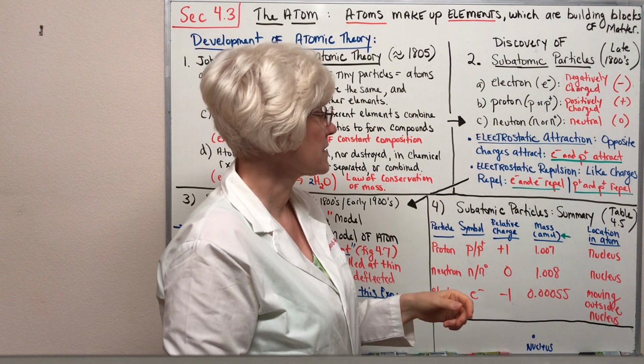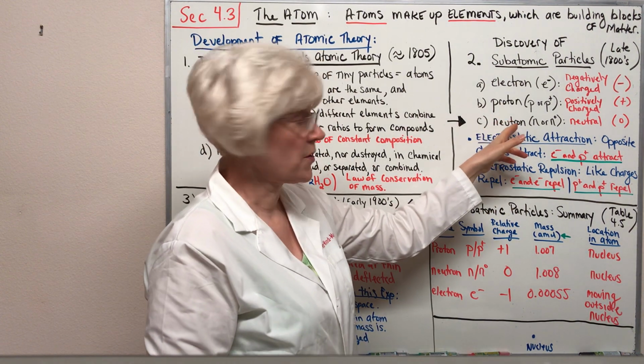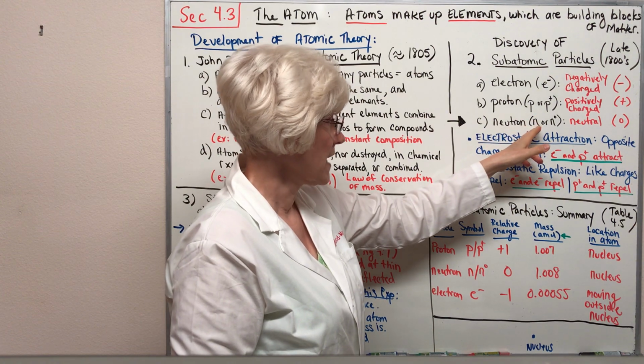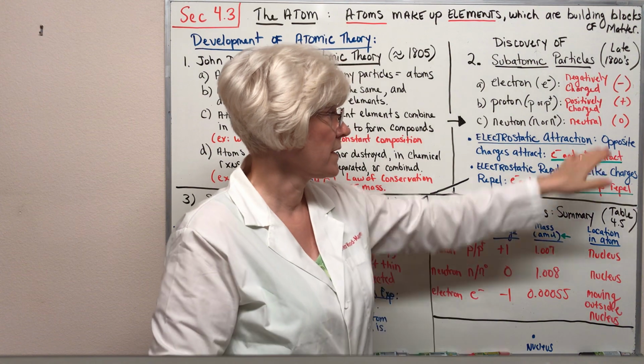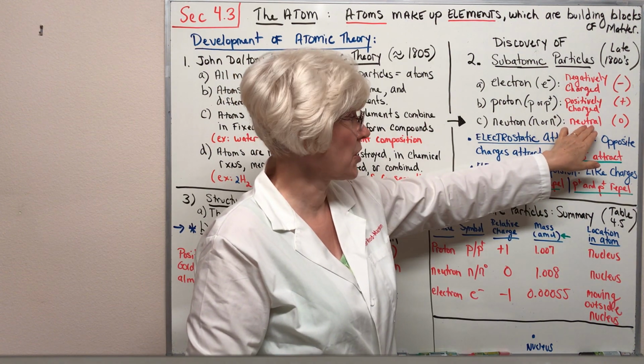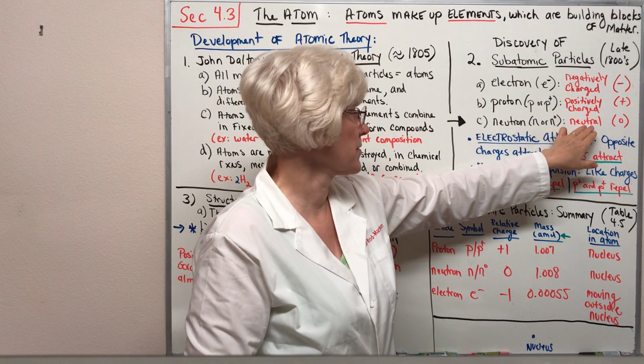The last particle to be discovered was the neutron, and it is symbolized with a lowercase n or an n raised to the 0 power because it has no electrical charge. It is a neutral particle.